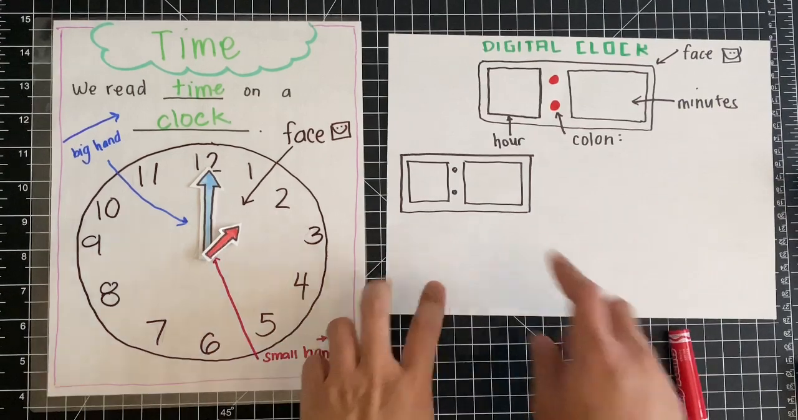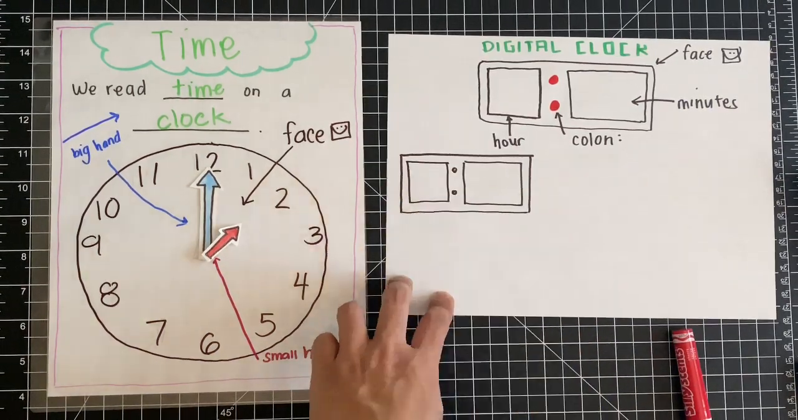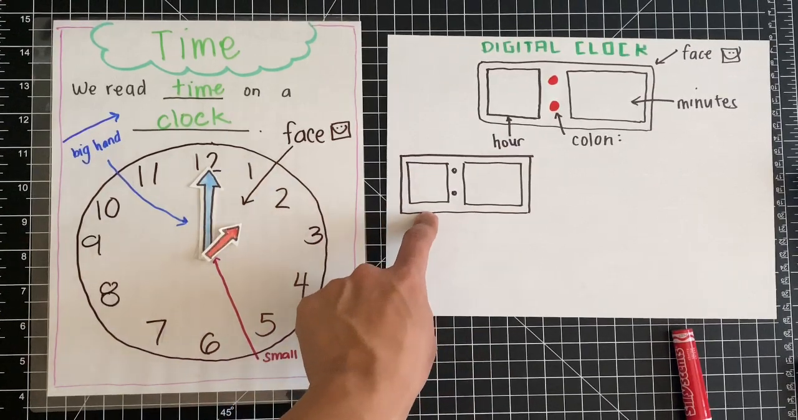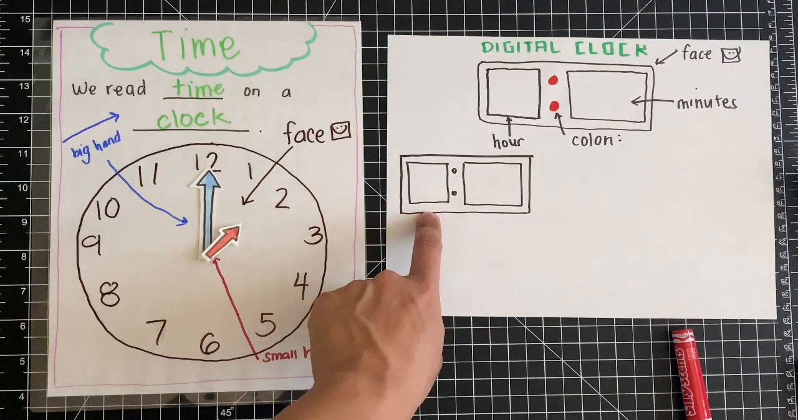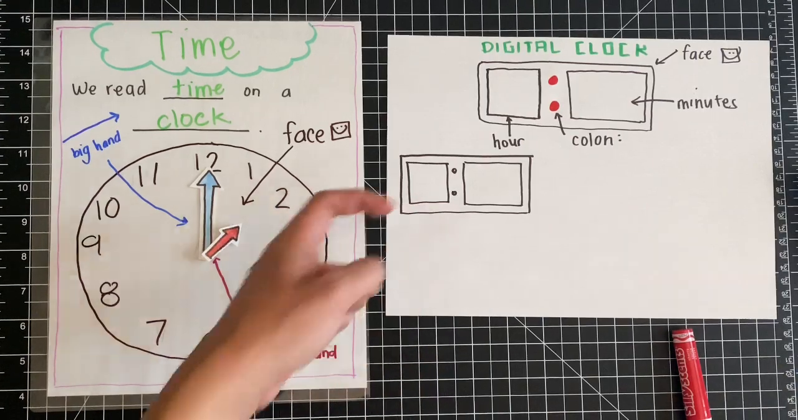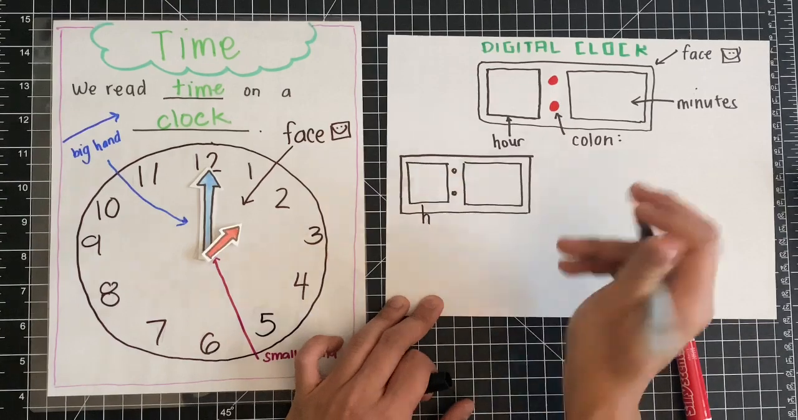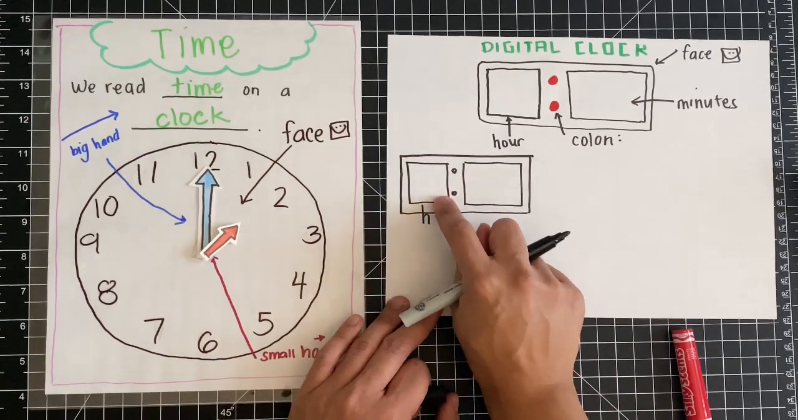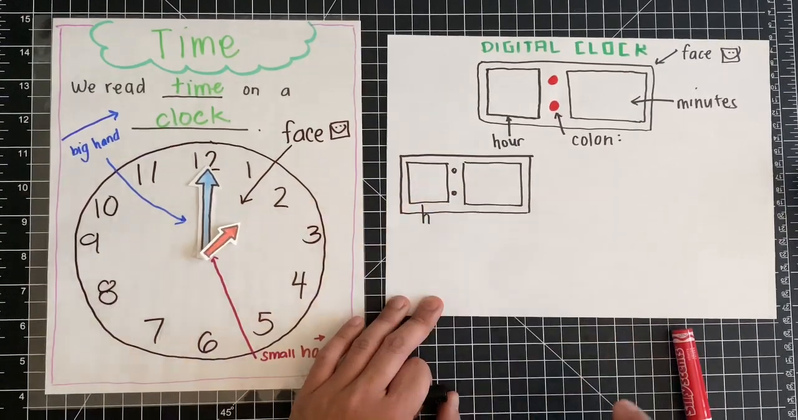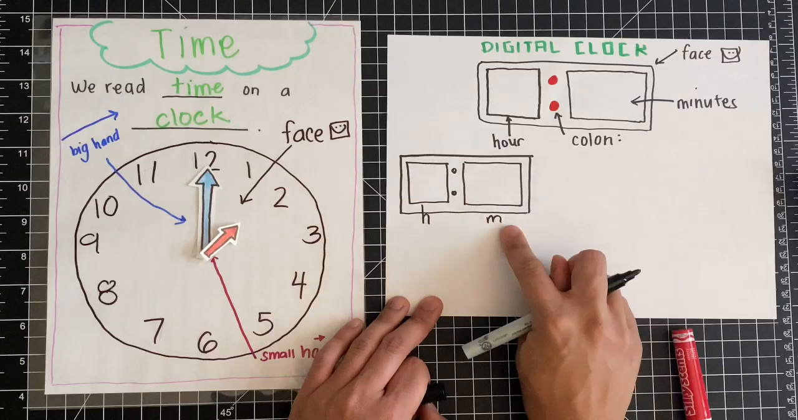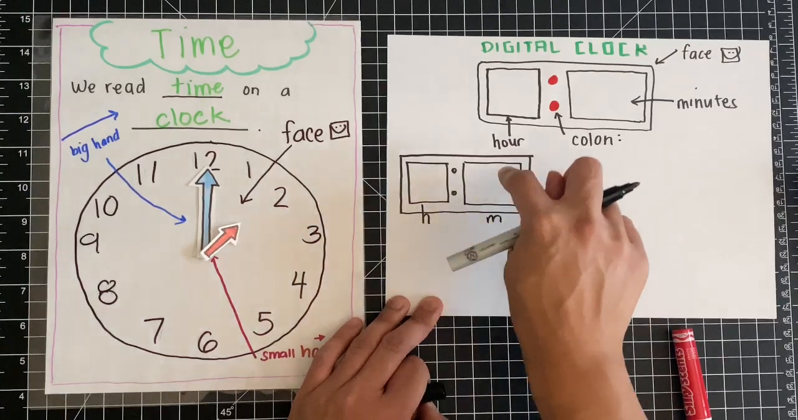So remember, here's my face, here's my colon, and I have 2 boxes. Do you remember what this box will represent on this side of the colon? It's going to represent the hour. So just to remind myself, Mr. Junior is going to write the letter H. So I know that in this box, the hour goes in here. And then what goes on this side? The minute goes on this side. So I'm just gonna write a little M to remind me that minutes go in this box.